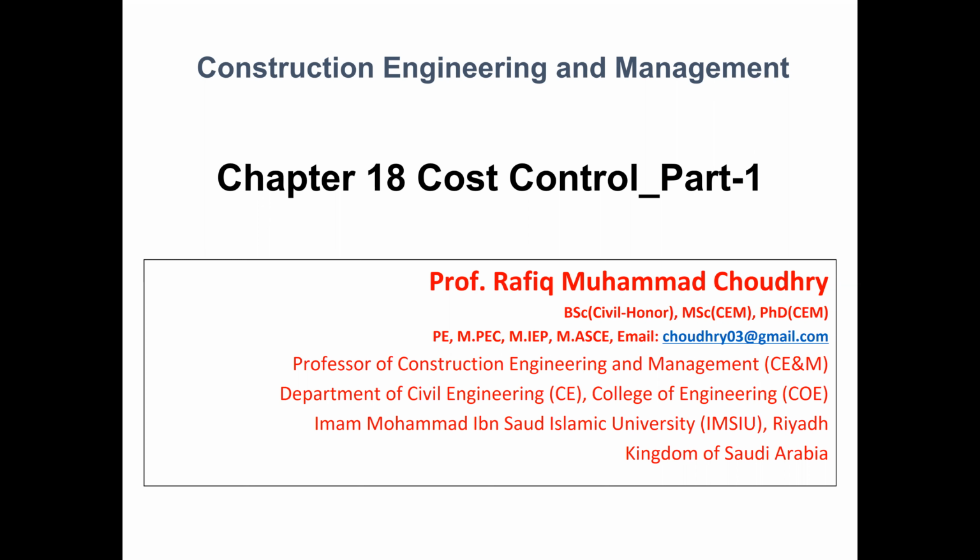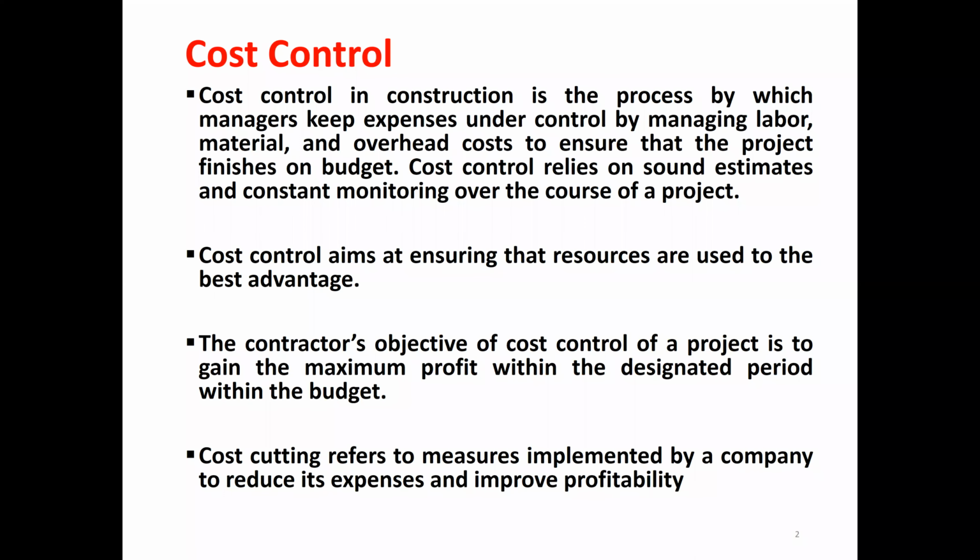So my dear students, we are going to discuss chapter number 18. It is about cost control. We'll go step by step with the simple things, inshallah. So cost control in construction is the process by which managers keep expenses under control by managing labor, material, and overhead cost to ensure that the project finishes on budget. Cost control relies on sound estimates and constant monitoring over the course of the project.